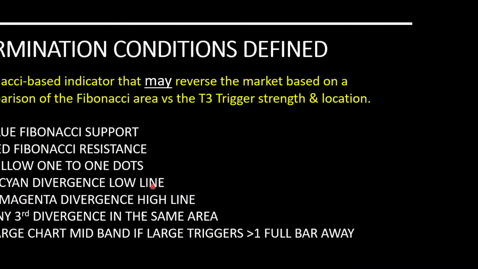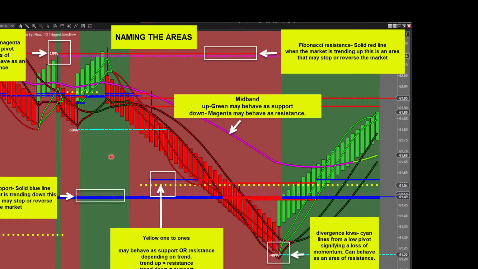So a termination condition, all it is, it's a Fibonacci-based indicator, guys. It can reverse the market. It can stop the market. I've tried to simplify that a little bit. This is from the user guide giving you the lineup. It's a horizontal line on a large chart. More than anything, it's a horizontal line on a large chart. It's a divergence high. It's resistance.